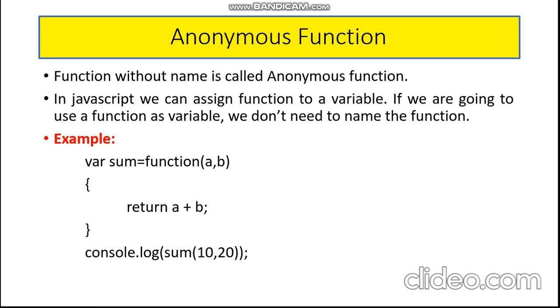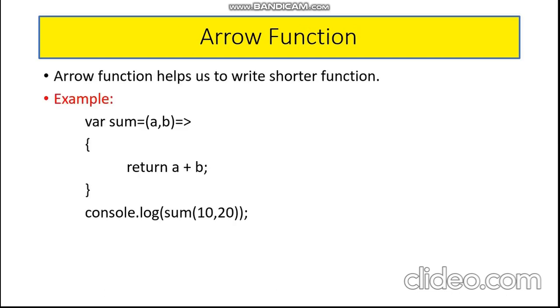Now the next type of function which we use in JavaScript is an arrow function. What is meant by arrow function? An arrow function helps us to write a shorter function. As we saw with a normal function and an anonymous function, whenever we declare a function we have to use the function keyword. But if you observe in an arrow function, we are not using any function keyword. Simply, we create one variable, and this variable is defined with a parameterized function, and here I am using an arrow operator.